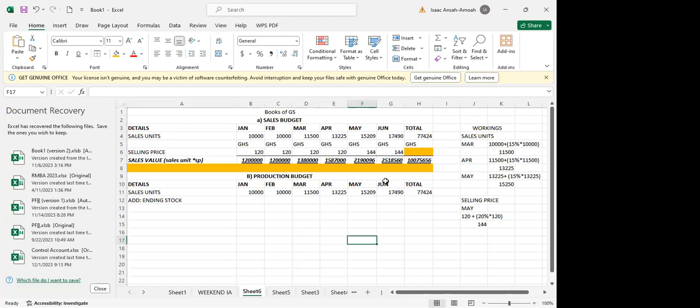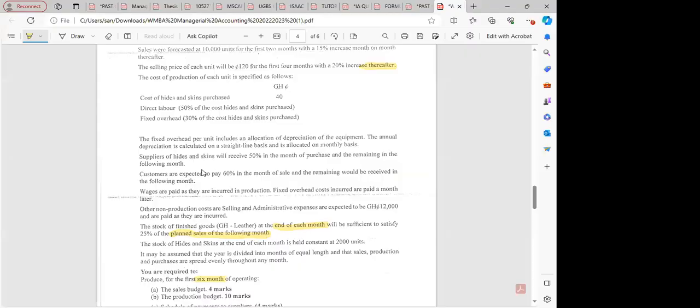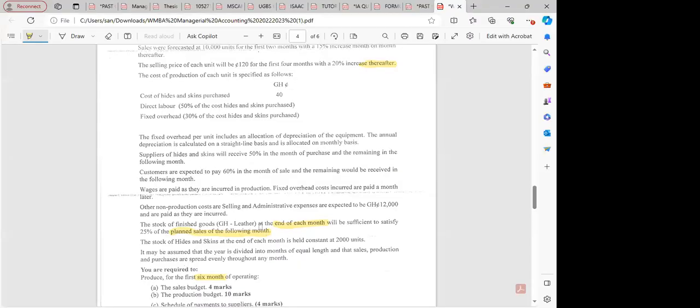The policy on ending stock. Who can read that section? I'm sure we all saw it. That very portion of policy on ending stock. This is it. It says that stock of finished goods at the end of each month will be sufficient to satisfy 25% of planned sales.